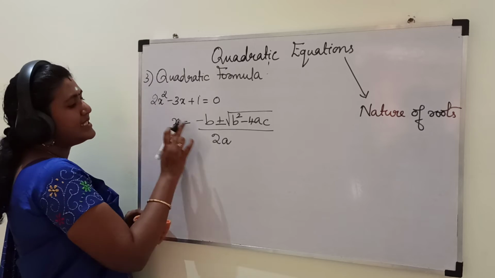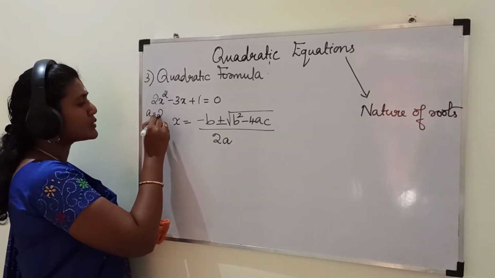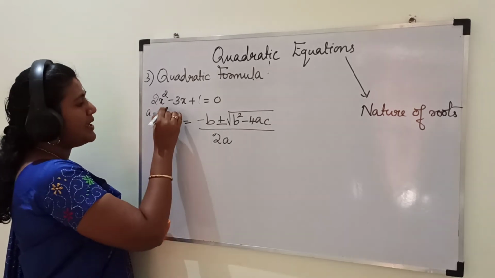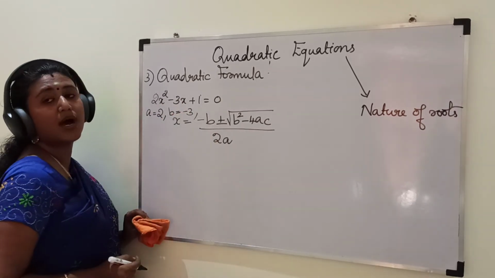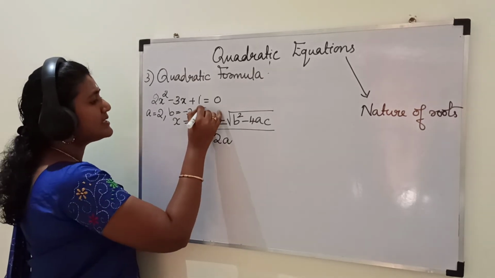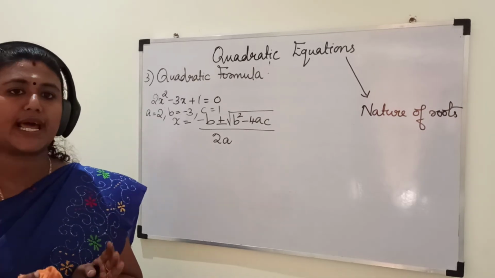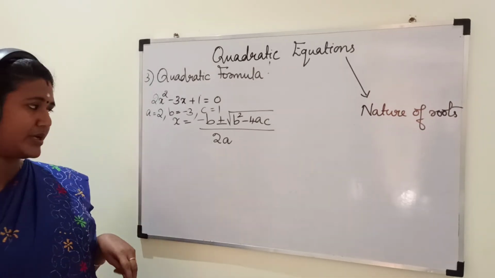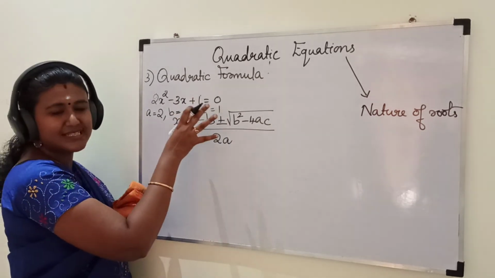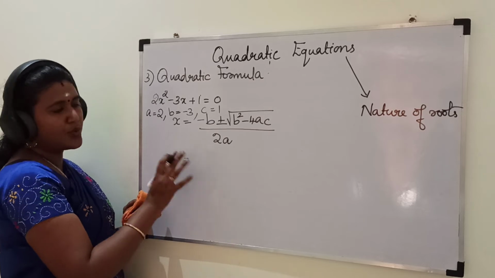Now, what is a, b, c? a is the coefficient of x square. b is the coefficient of x, with the sign you have to write. c is the constant term. So, the first step is to write the a, b and c values from the given quadratic equation. Now, you simply substitute these values in the formula for getting the roots.